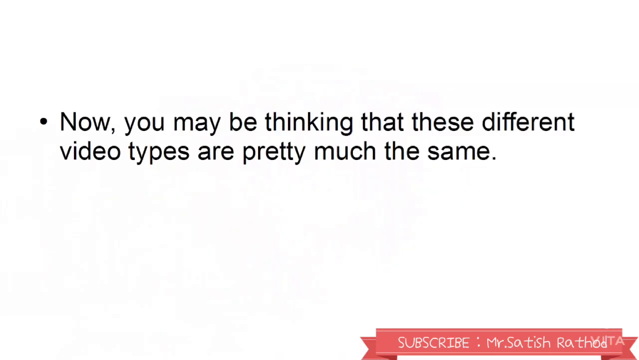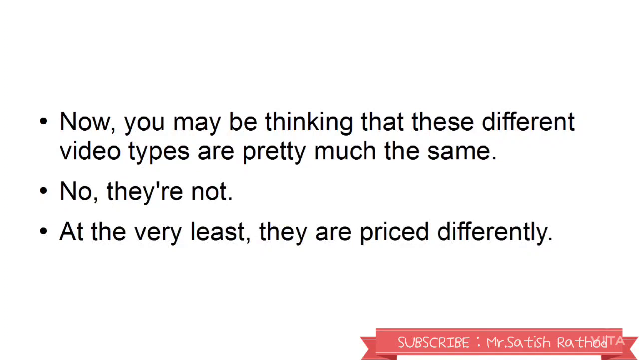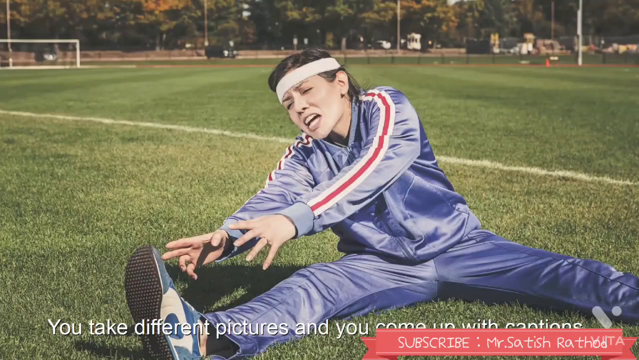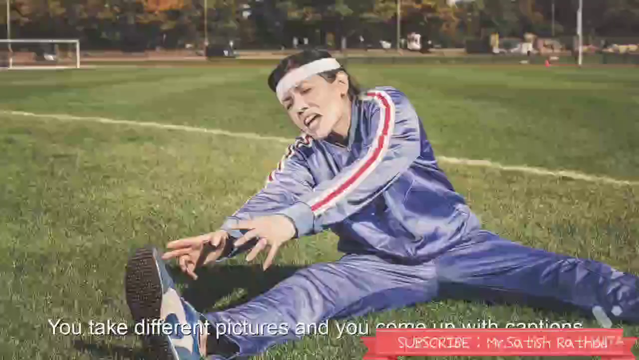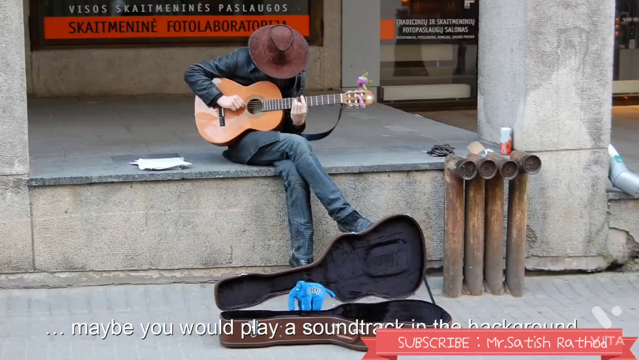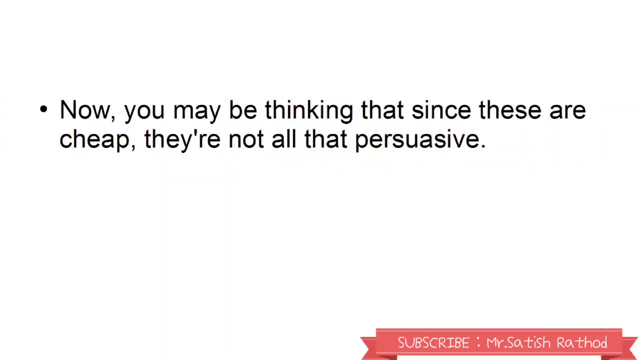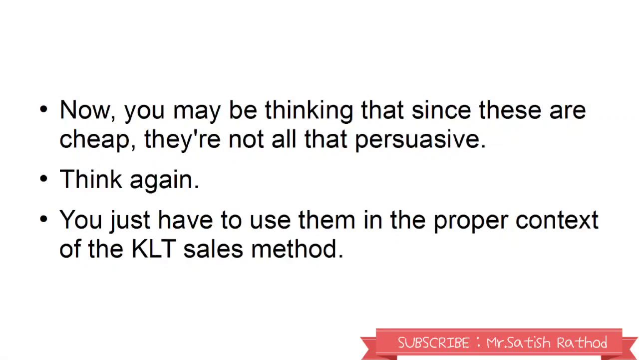Now, you may be thinking that these different video types are pretty much the same. No, they're not. At the very least, they're priced differently. If you're looking for the cheapest type of video marketing, go with slideshows. This should be obvious. Basically, you take different pictures and you come up with captions. You edit them together. Maybe you play a soundtrack in the background, and you have yourself a nice, professional-looking slideshow.